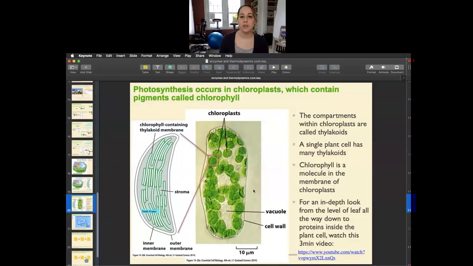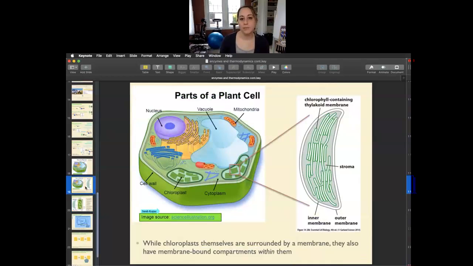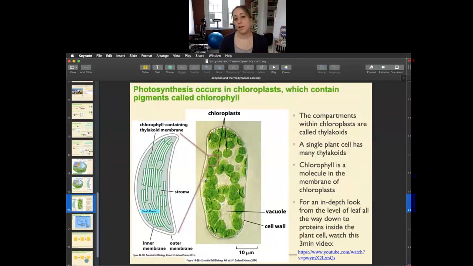And so this is a depiction of a plant cell, and we see that there are chloroplasts within the plant cell. That's another important point. A plant cell doesn't have just one chloroplast. In this depiction, it only has two, but in reality, a plant cell can have many, many chloroplasts. And then within each chloroplast, you have lots of the chlorophyll-containing membranes.